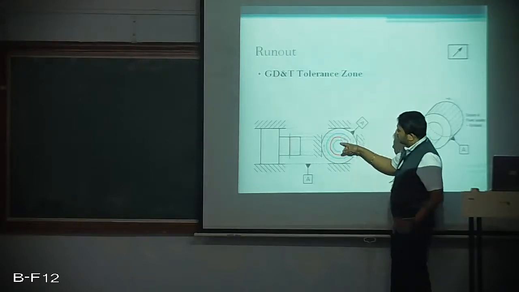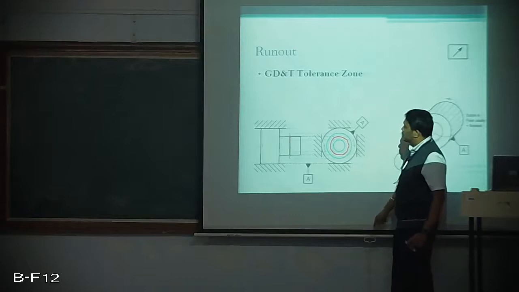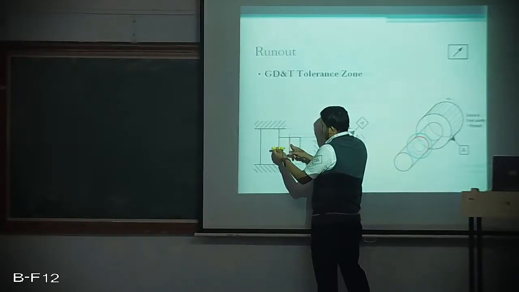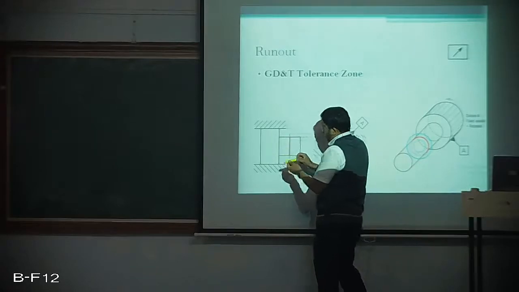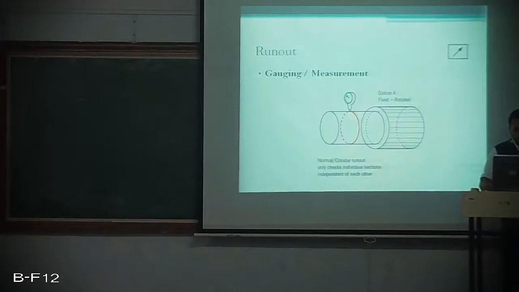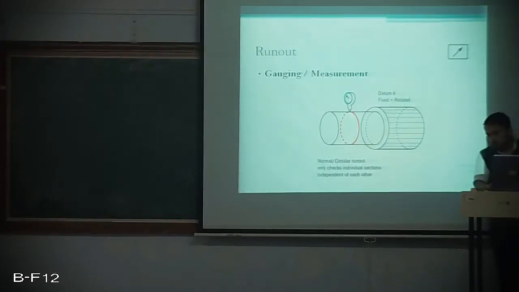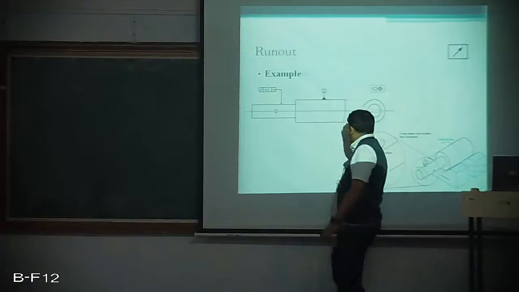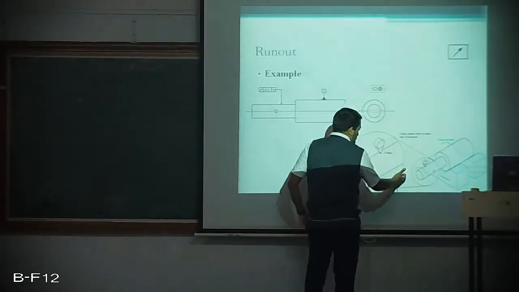So the difference between these two lines must be well within 0.03. That is again here, this is this part, this is this feature, and these blue lines indicate the tolerance zones. See here, the measurement is done by gauge and rotating the part by 360 degrees. And this is how it is shown over here. So it is very easily depicted.